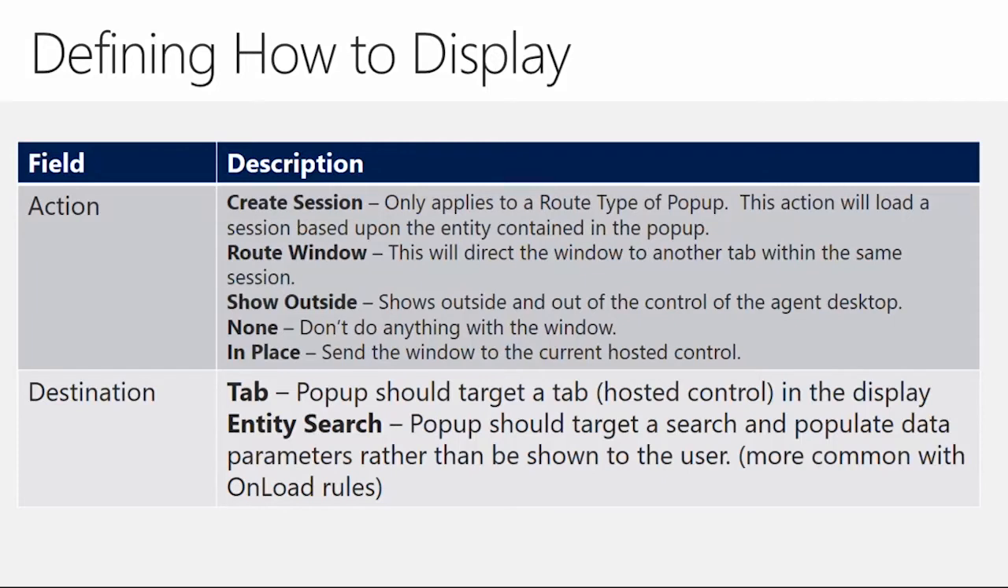Another option that you have is to route window. What this will do is take that option and keep it in the same session. So instead of opening up a brand new session, it'll just create another tab within that same window or session, and work with it from there. You also could show it outside of this particular option if you wanted to. So if you wanted a control outside of the agent desktop, you could do that. You also could route it in place. So I don't want to go to a different tab. I just want to use the default functionality and pop over whatever it is that I'm working with.